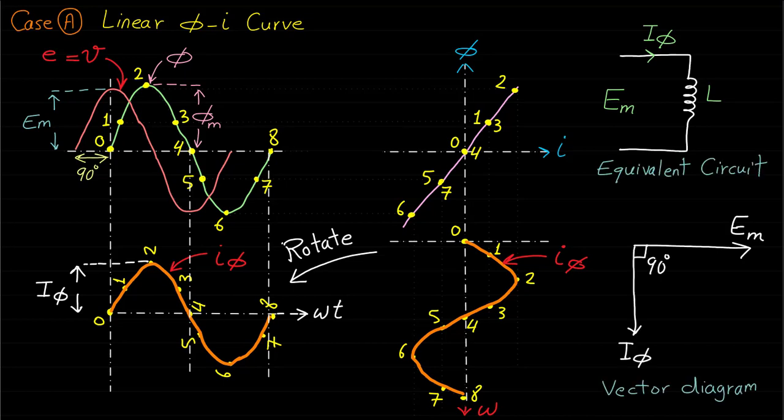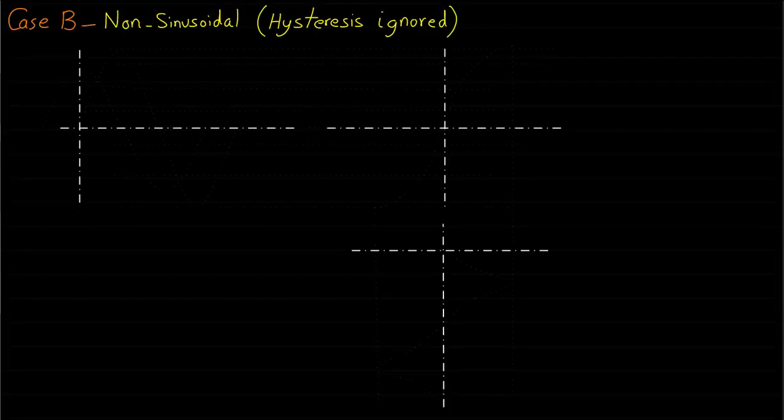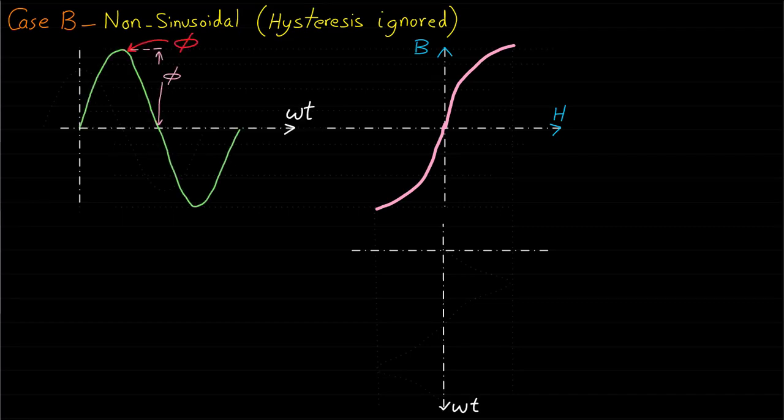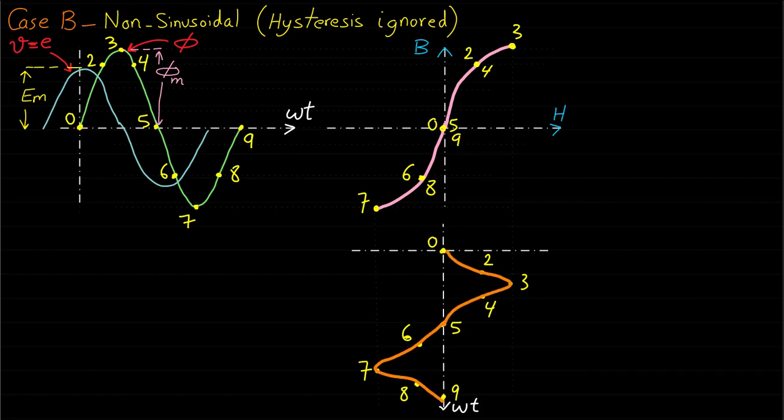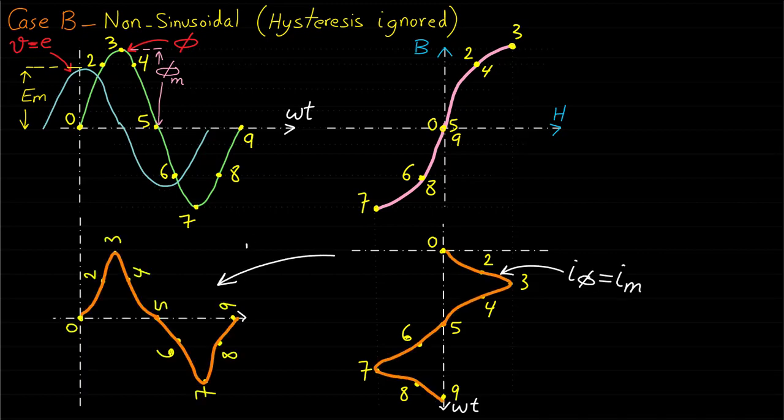Now let's repeat the same exercise, but this time assume that the BH curve is nonlinear and the hysteresis loss is ignored. As you can see, the current required to produce such non-sinusoidal BH curve will be non-sinusoidal as well. Now, if we rotate the resultant current waveform, we can notice that this nonlinear current is in phase with the magnetic field and out of phase with the voltage.